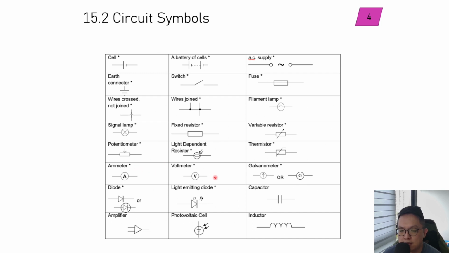Ammeter and voltmeter are quite standard to you guys. Galvanometer is essentially a very sensitive ammeter. Basically, if there's a current going through, the galvanometer will show a deflection. Sometimes you see it represented as an upward arrow. Sometimes you see it represented as a letter G. Diode you have learned before in current of electricity. LED is basically a diode that emits light. And some of the other things here are not so important.